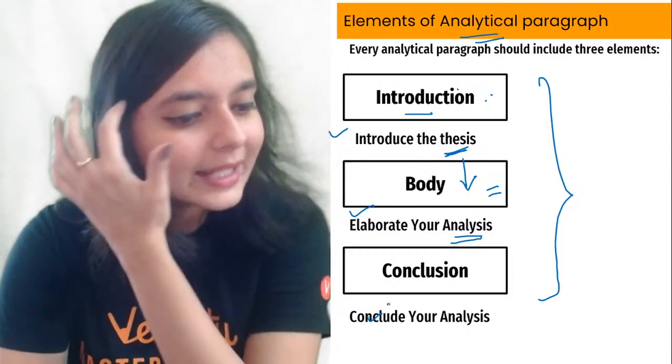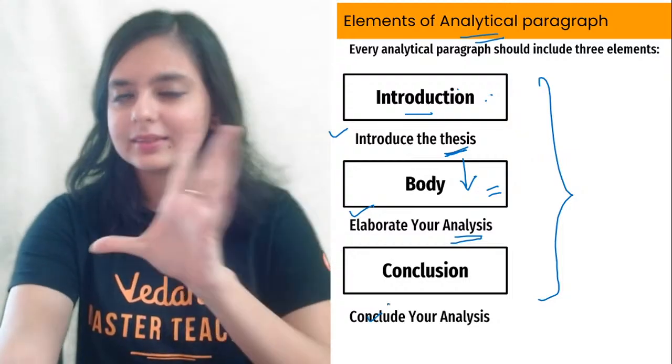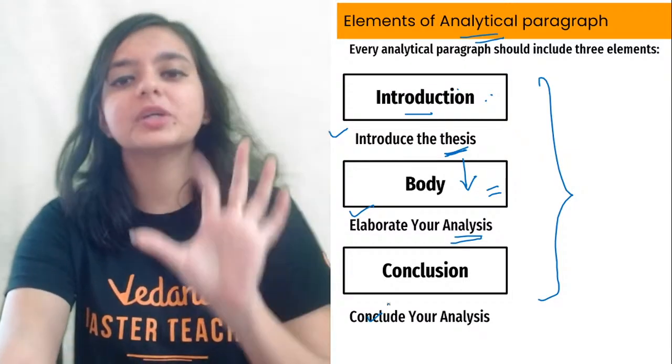How many parts do we have to write in an analytical paragraph? Three paragraphs. Okay: introduction, body, conclusion.